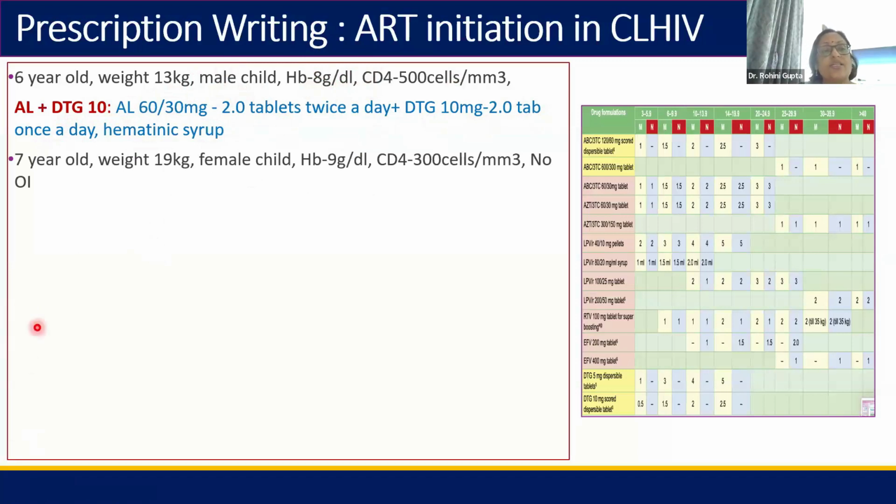So my next question is: 7-year-old, weight 19 kgs, female child, 9 grams hemoglobin, CD4 300 cells, no OI. Can you please give me the prescription for this child? Prescription means the dosage also.